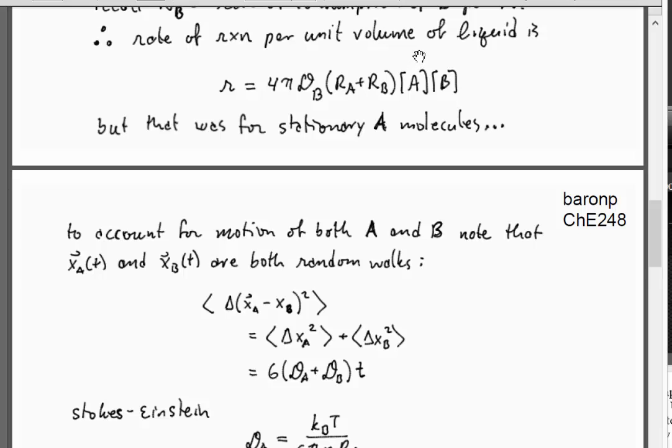So my sinks are these A molecules. And so that gives me a reaction rate that's 4 pi D times Ra plus Rb times the concentration of A times the concentration of B. And you recognize that this is basically a second order reaction rate law.